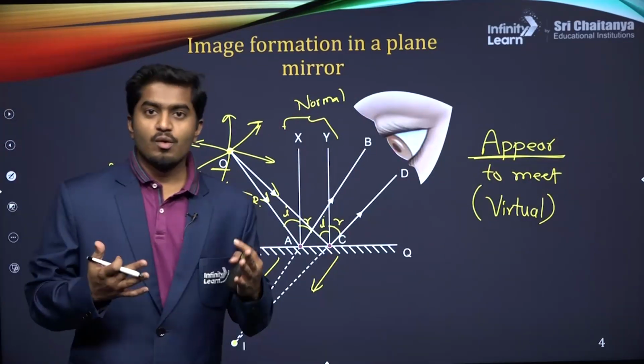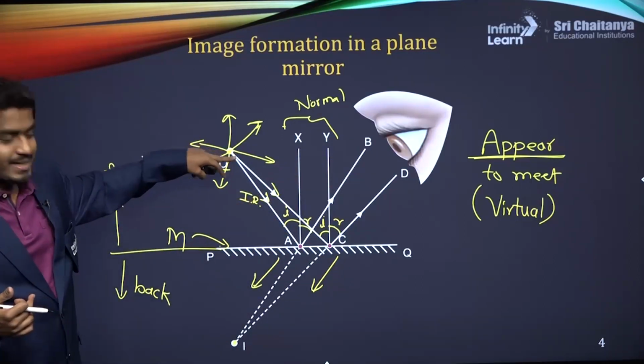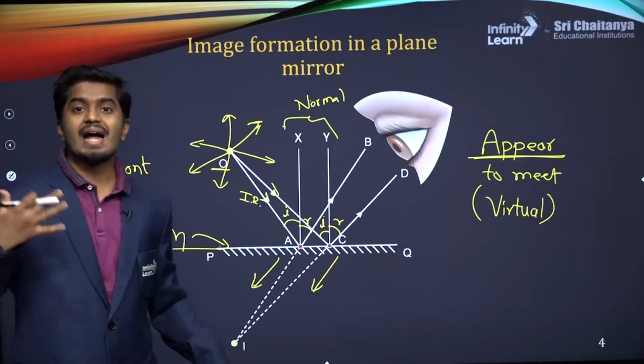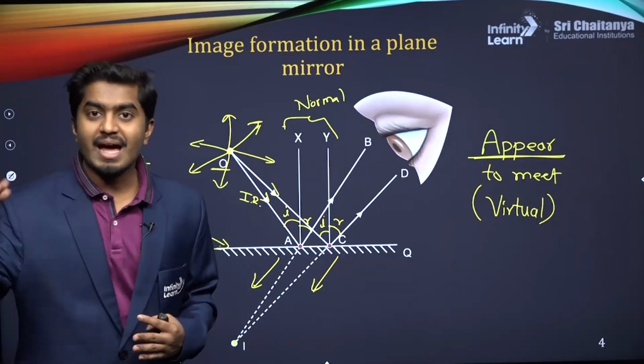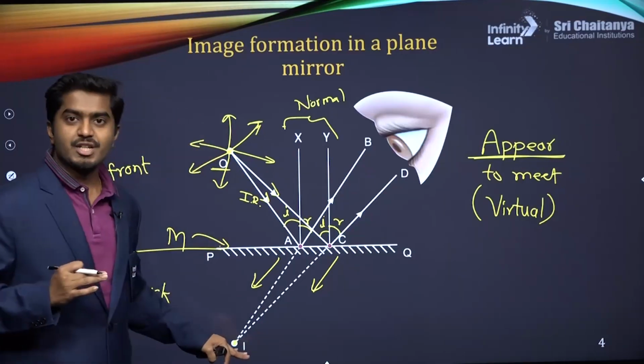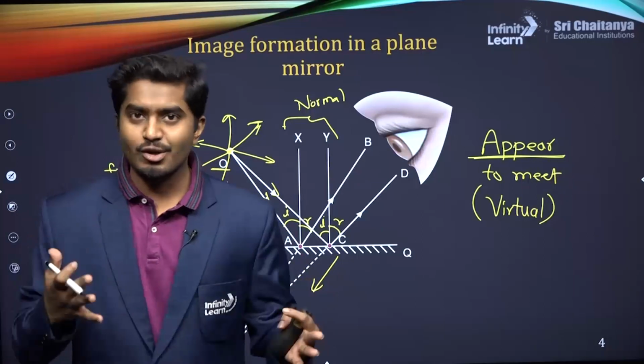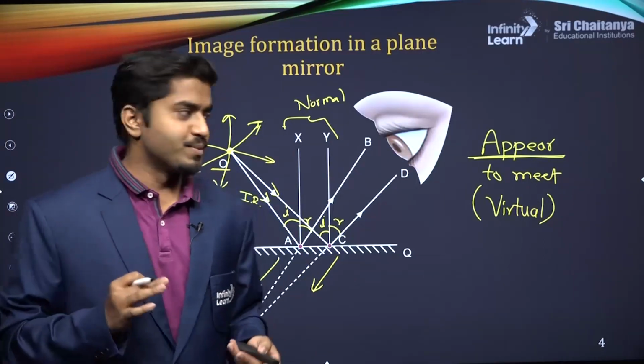Okay. So now, in this case, what is happening? For this point size object, I'm getting the image behind the mirror, and it is also a point size image. Point size object, point size image. It is behind the mirror. Now let's consider a larger object. Let's suppose a one-dimensional object.